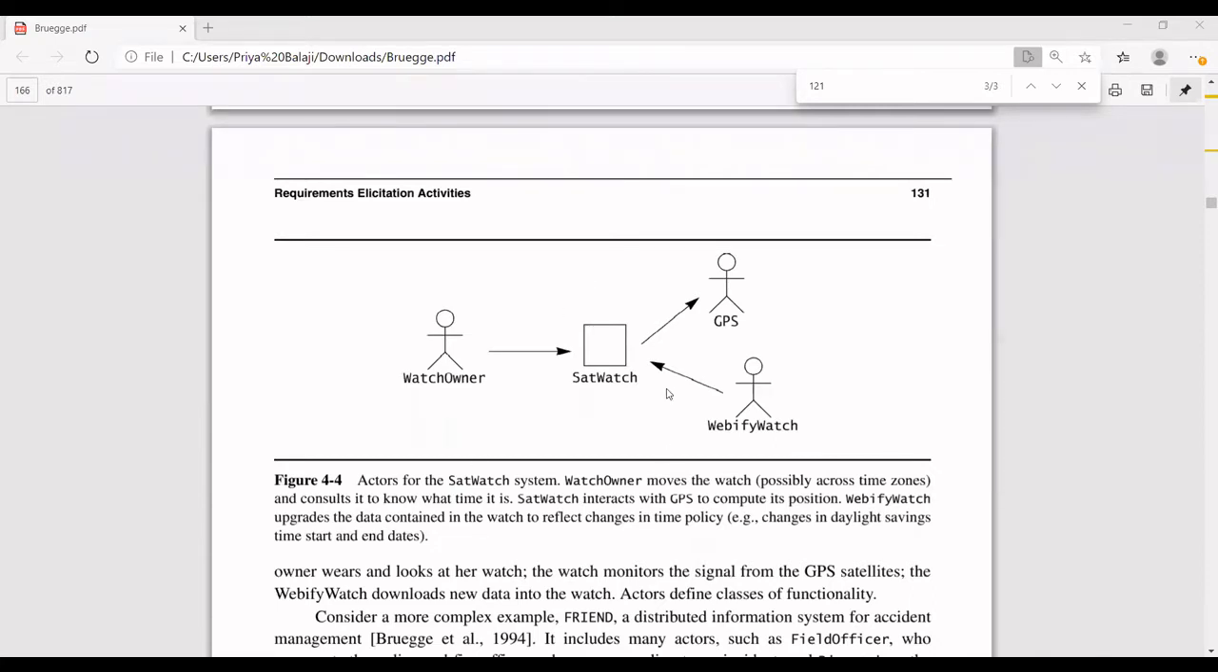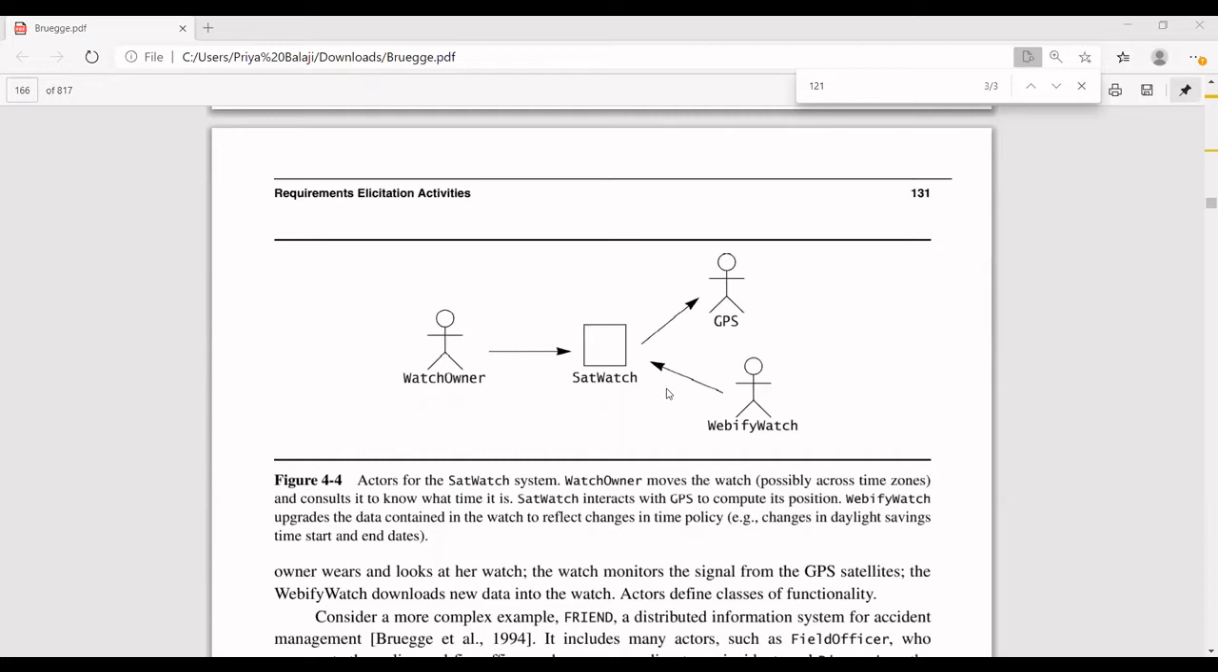So the satellite watch, as we have already discussed, doesn't have any button to it. But when the user moves from one zone to another zone, or one country to another country, the watch will automatically update according to its time zone. From where will it get updated? According to the location where the watch is currently connected. What is the Webify watch? It is also a kind of device which will download the current time from the internet and in turn update your watch.